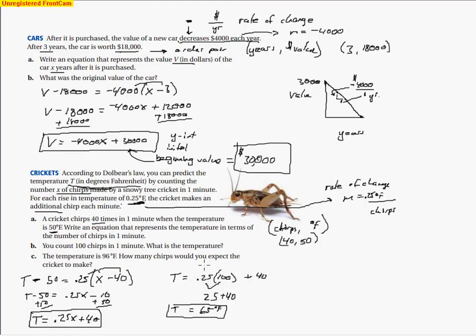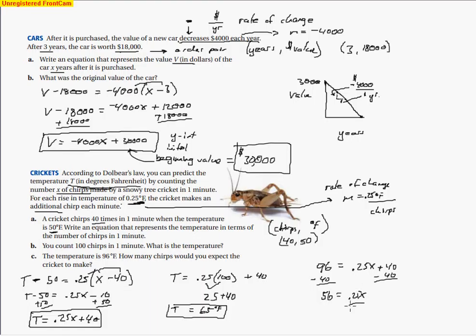each minute. And then it says the temperature is 96 degrees Fahrenheit. So let's find out how many chirps you would expect the cricket to make. So 96 is the temperature, and that equals 0.25x plus 40. So we'd have to subtract the 40 from both sides. That's going to give us 56 equals 0.25x.